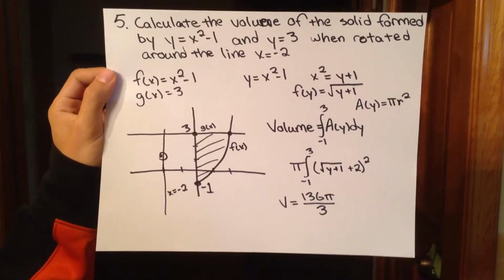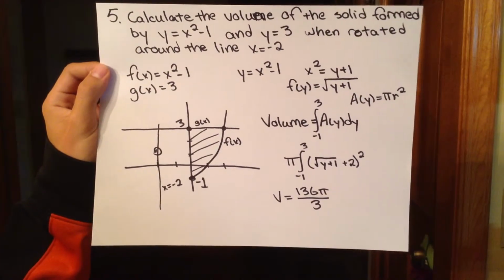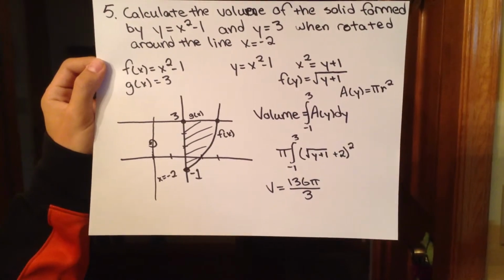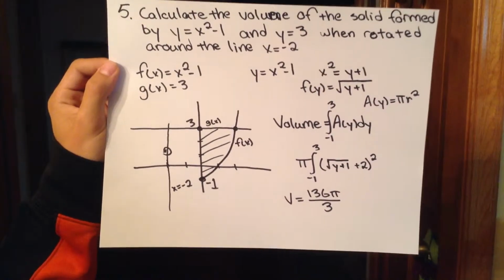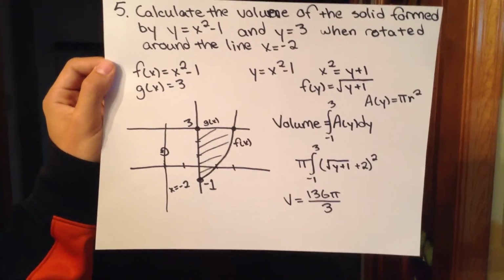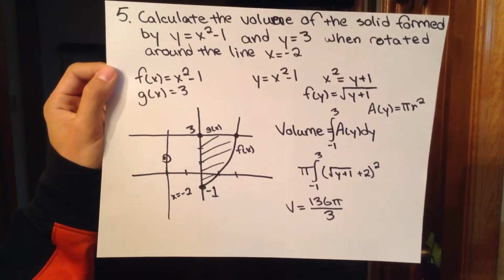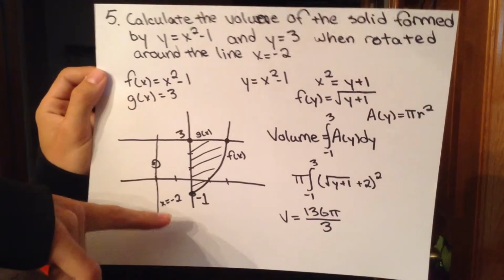In number 5, we are going to calculate the volume of the solid formed by y equals x squared minus 1 and y equals 3 when rotated around the vertical line x equals negative 2. To find the volume of the solid, we have to take the area of a given disk times dy and integrate it over the given interval, which is y equals 3 and negative 1.